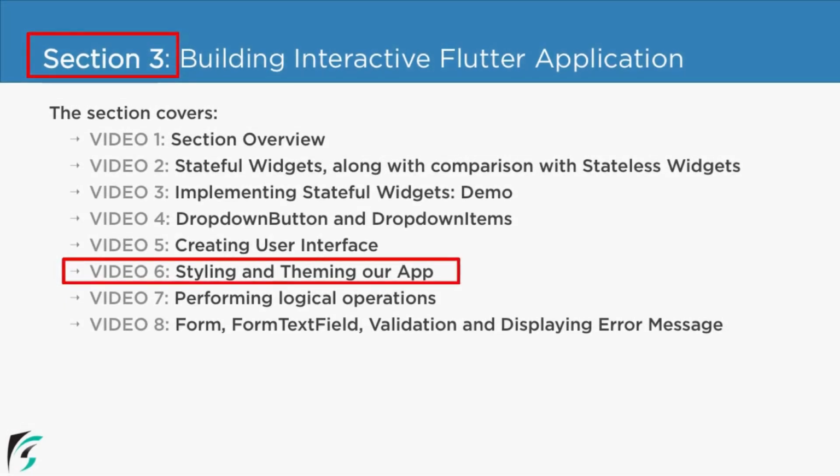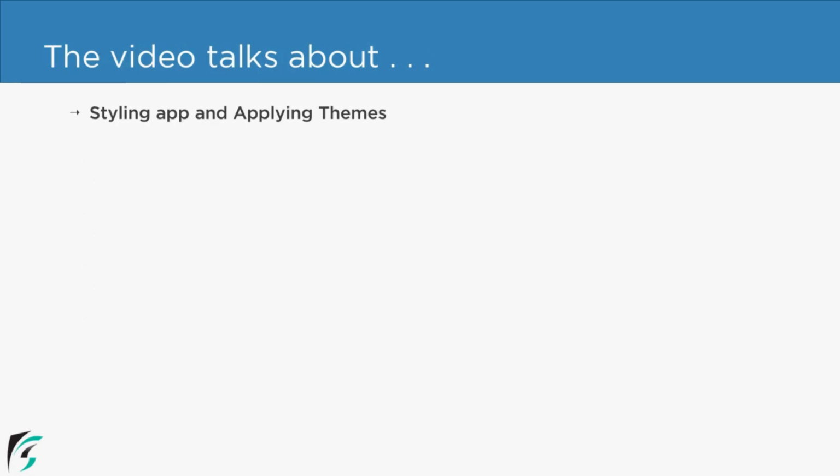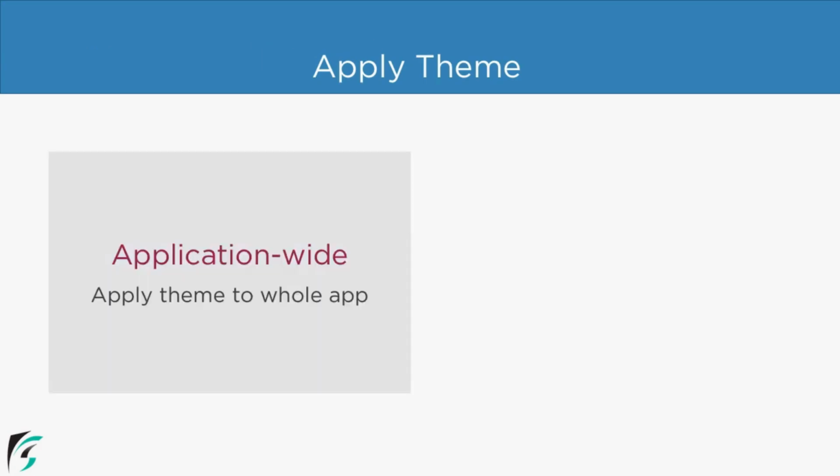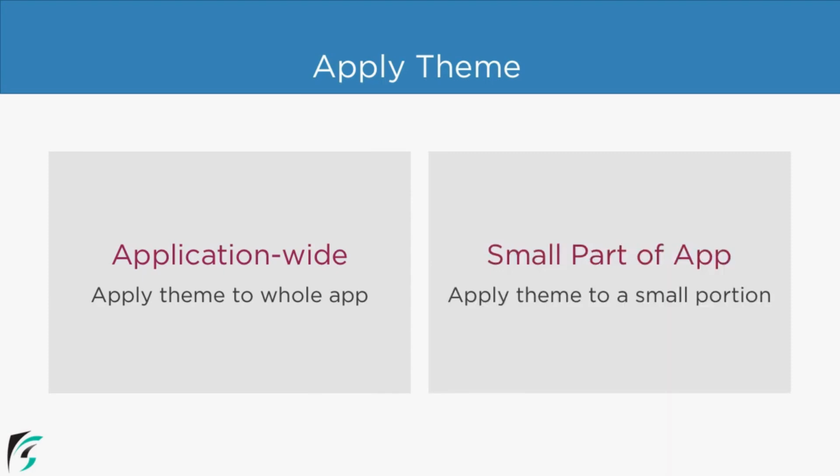Section 3, and we are about to check out the 6th video of this section. So in this video, let us apply styles and themes to our application. Now to apply themes to your application, there are two ways in Flutter. The first one is to apply the theme to the whole application. The second one is to apply a theme to a specific part of an application.